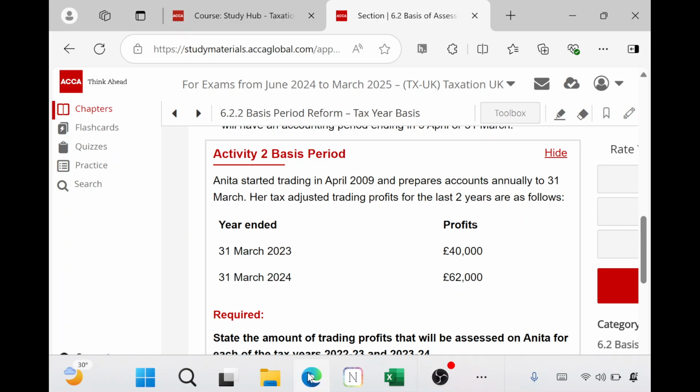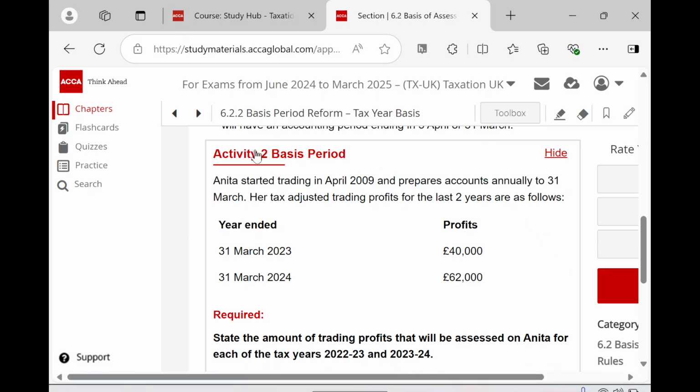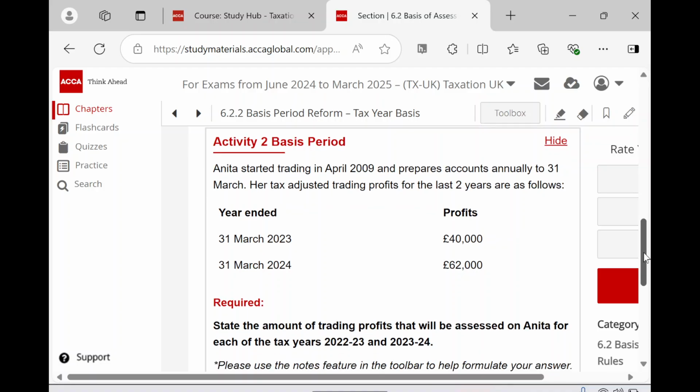So we're into activity 2 within chapter 6, and this just introduces this idea of the basis period. If we take a look at the requirements, we're simply asked to provide the amount of trading profits that will be assessed on Anita for each of the tax years 22-23 and 23-24.